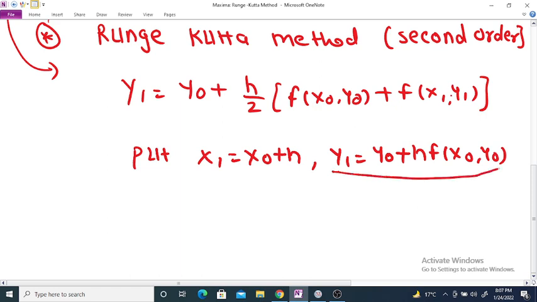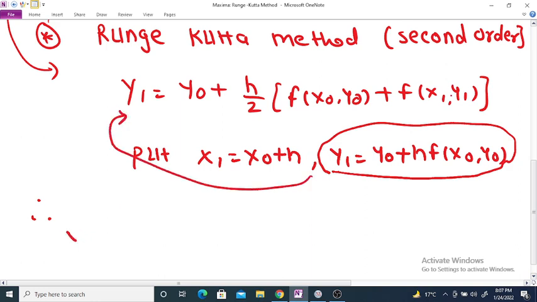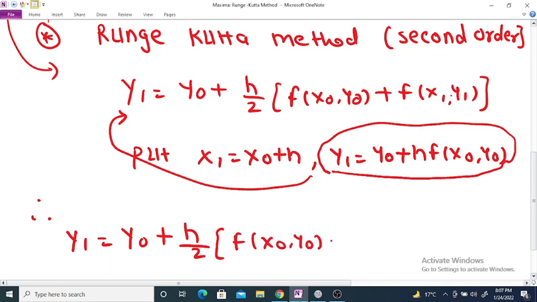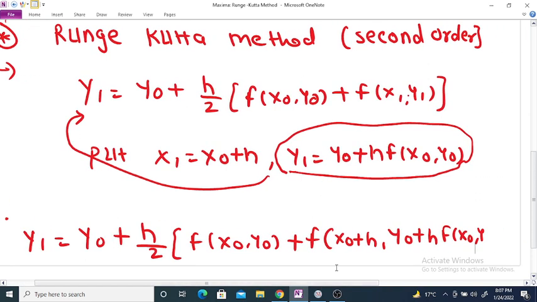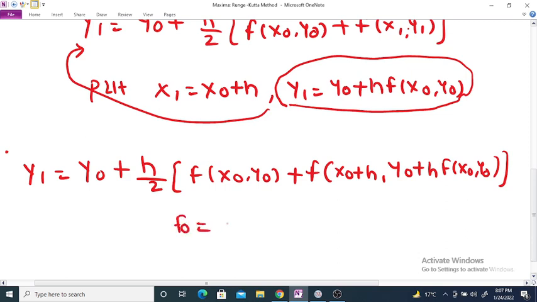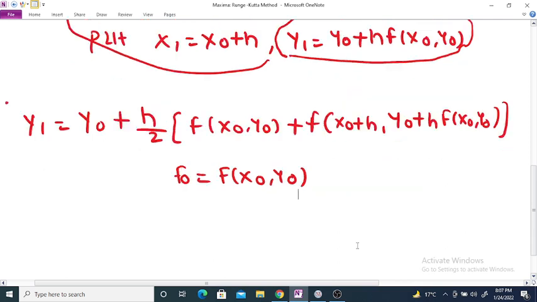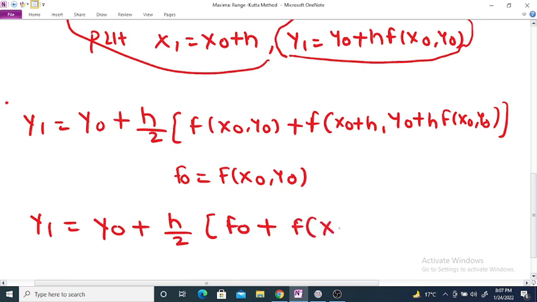We write this value of y1 by using the Euler method, and therefore if we put these two values in this equation we get y1 is equal to y0 plus h by 2 times f of x0, y0 plus f of x0 plus h, y0 plus h f of x0, y0. Now if we put f0 instead of f of x0, y0, then y1 is equal to y0 plus h by 2 times f0 plus f of x0 plus h, y0 plus h f0.